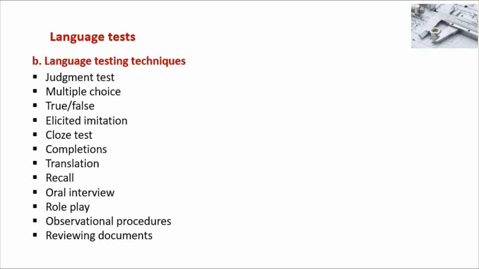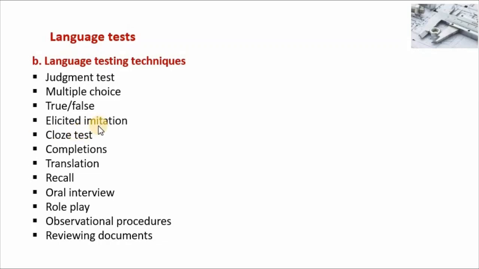True or false: this procedure requires the test taker to determine whether a statement is correct or incorrect. This is often based on a text or an oral stimulus and is usually used for testing grammar, vocabulary, reading, listening, or metalinguistics, as in the judgment tests mentioned earlier. Another possible technique is elicited imitation.